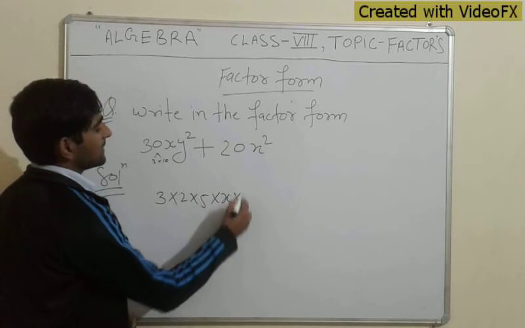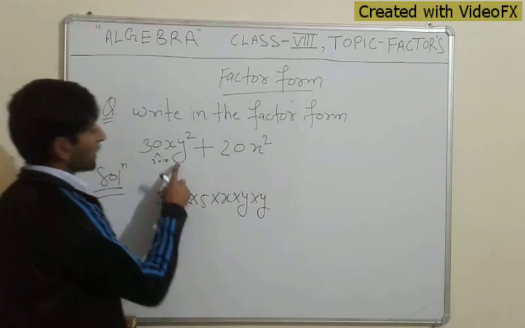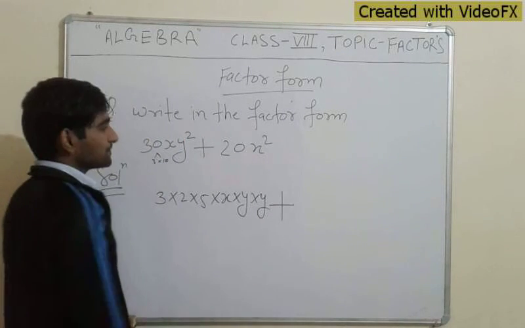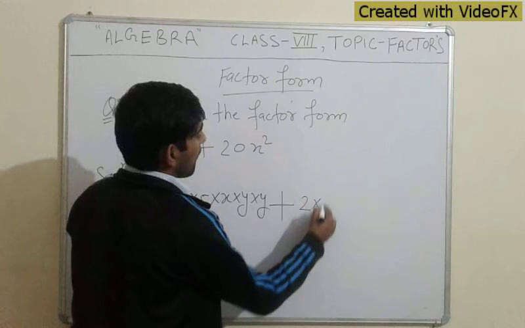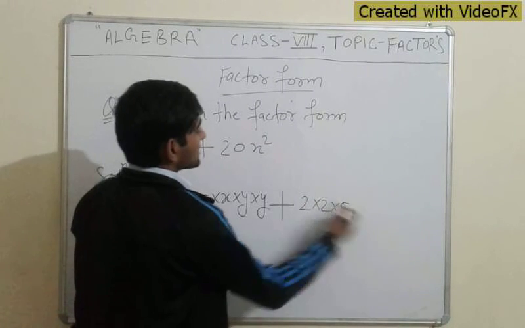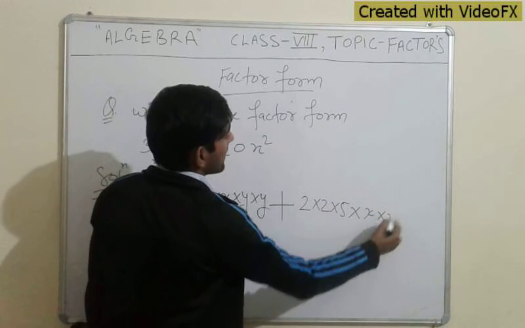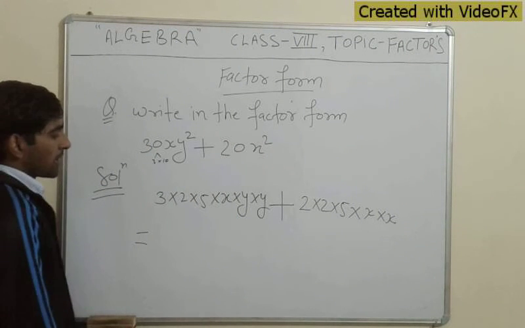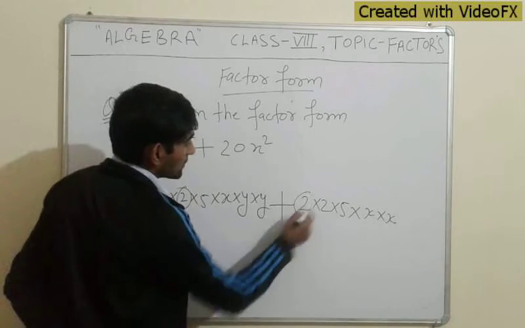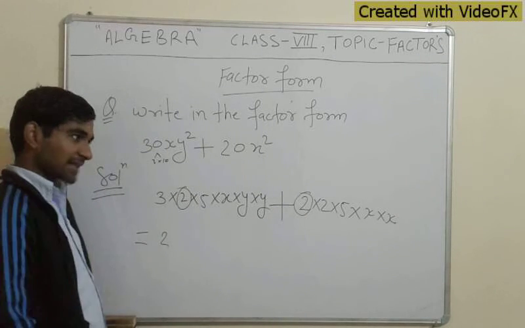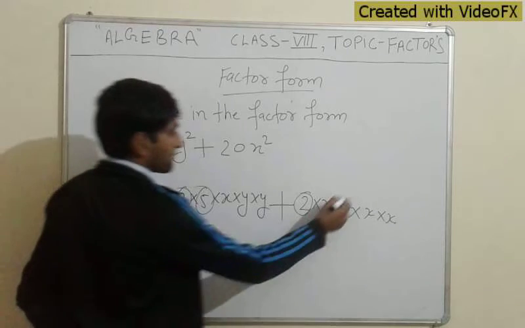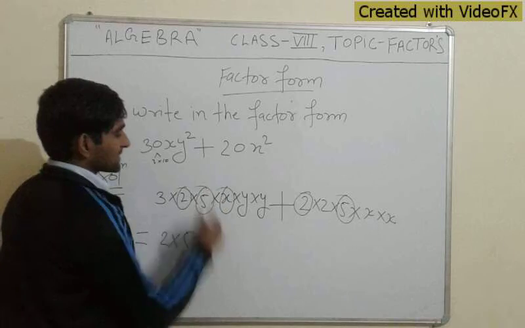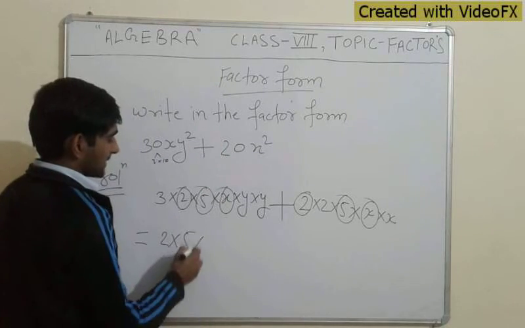Then x, then y and y square, y into y, plus this plus sign, and write 20 as 2 into 2 into 5, and x square is x multiply x. So what can be common? First 2. Good, 2 is common. Then what is next common? Next is 5. Yes, 5 is common. Next is x. Yes, x is common. Write x.